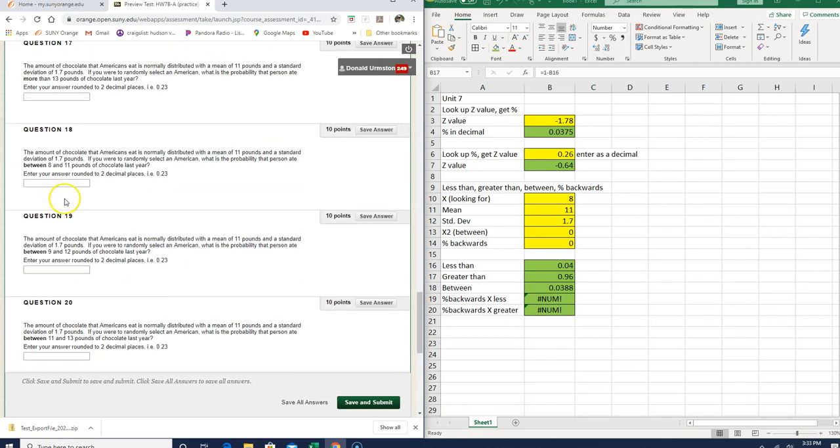Okay, we're going so far. Let's do a between question. We're going to roll down to number 18. And we have the same 11 for the mean, 1.7 for the standard deviation.